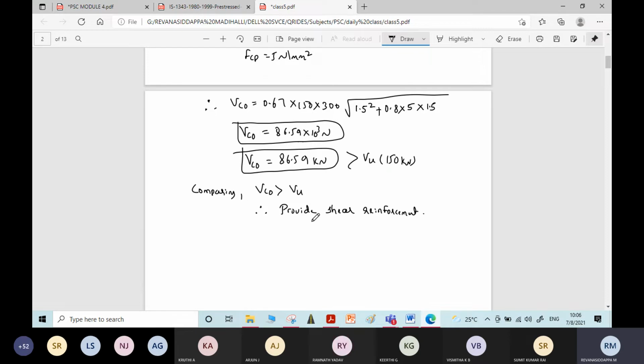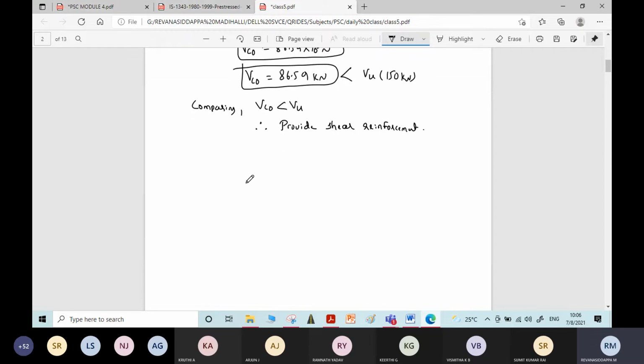So comparing both VC naught and VU, the shear resistance is less than the shear force acting on the beam. Therefore, shear reinforcement has to be provided. This is the less than symbol, no? Hence, it requires the shear reinforcement. Now, in the next step, what do we have to do? We have to assume some stirrups, either 2-leg stirrups or 4-leg stirrups, and find the spacing for the stirrups.